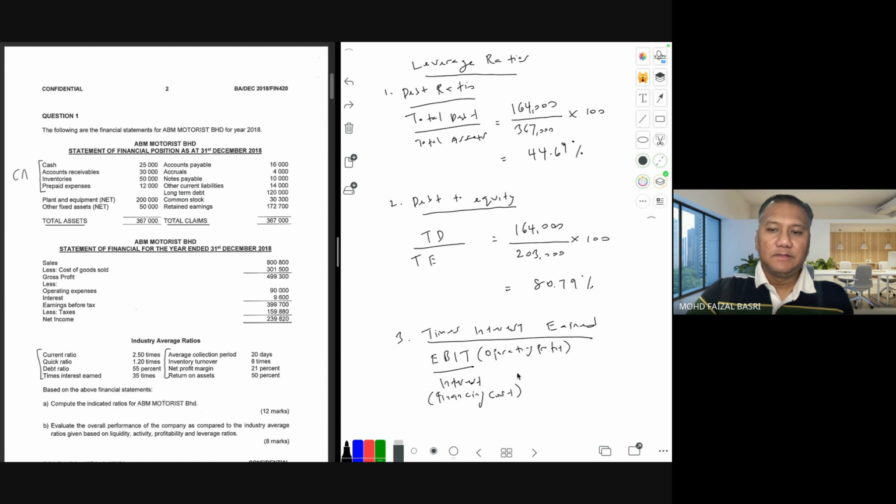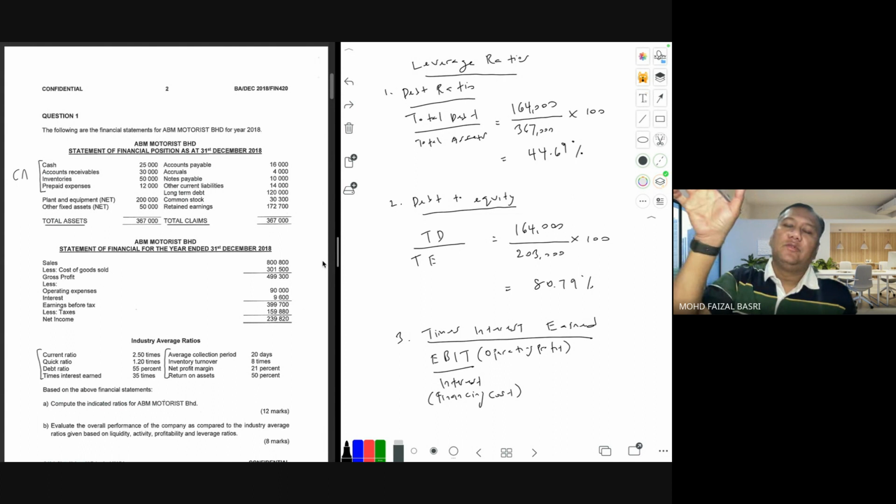Okay, operating profit. If you recall during our first seminar, kita boleh nampak lah the sequence from sales revenue, and then tolak cost of goods sold, then you get gross profit, and then you tolak operating expenses, then you get operating profit. Lepas tu baru you tolak interest and so on.